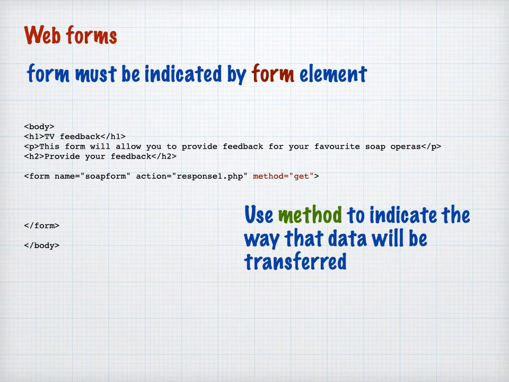And if we have a look at the code, you can see, if we look at the form, which is tucked away in the middle of the code, we've got form name equals soap form. So we have a name attribute, we have an action, and the action attribute is going to be the name of the PHP page, which will be dealing with our response when people enter information into this form. And then we have this third attribute, method equals get, and that indicates the way that information will travel from the form to the subsequent page.